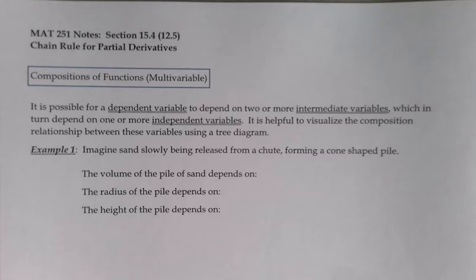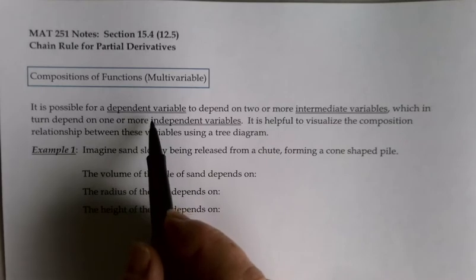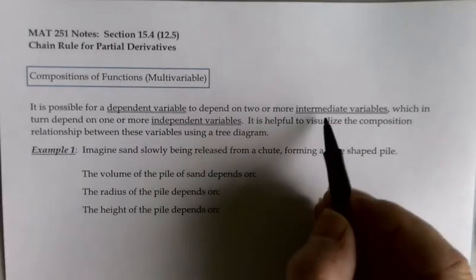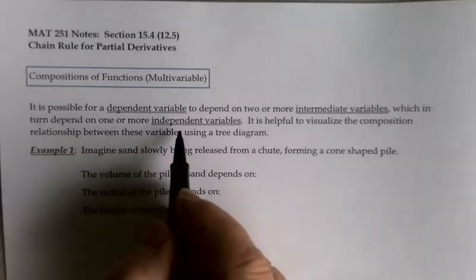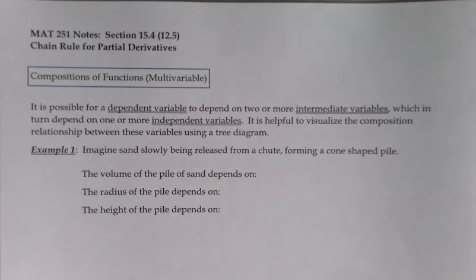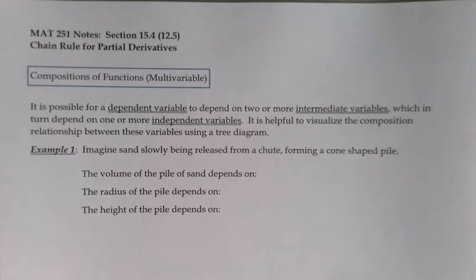Essentially what's happening is this. Think about a dependent variable that depends on two or more intermediate variables, and in turn, those intermediate variables depend on other independent variables. So you've got that intermediate stage between the independent and the dependent. It's really helpful to visualize the composition relationships using a tree diagram. So I'm going to start by just showing you what I mean by those relationships and drawing the tree diagrams that we're talking about.